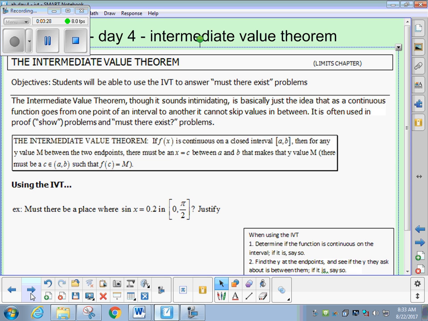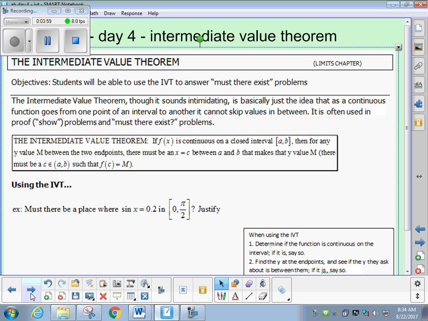That's the layman's definition. The actual math definition is: if f is continuous, and that's important, it must be continuous, and we'll talk about why, on a closed interval with endpoints, then for any y value between the two endpoints, there must be some c that makes that y value in between, okay? Now, using it, like I said, is a great caution.